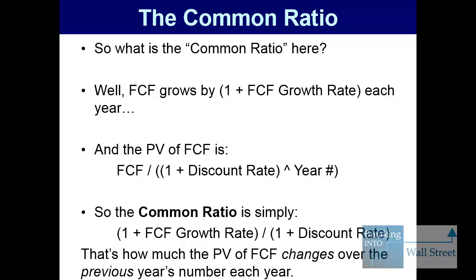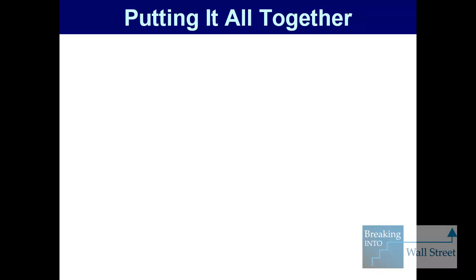So this is, as I say here, how much the present value of free cash flow changes over the previous year's number each year. So let's put it all together now and think about how to write this formula. Then we'll use some algebra to combine terms, simplify it, and get down ultimately to a derivation of the real formula for terminal value as calculated by the Gordon growth method.